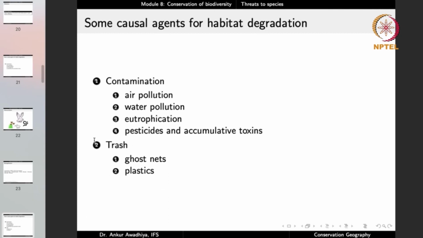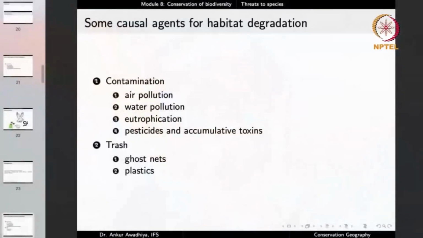Another habitat degradation is trash, the waste that we throw. Ghost nets. Ghost nets are those nets that have lived past their useful life, and a large number of fishermen just throw them out in the water bodies. The thing with ghost nets is that they are very efficient mechanisms to trap animals. Even though these nets are broken or torn, they will still be able to catch a large number of animals, and they will drown these animals. They will not permit these animals to move away, and so they become very efficient mechanisms for habitat degradation.